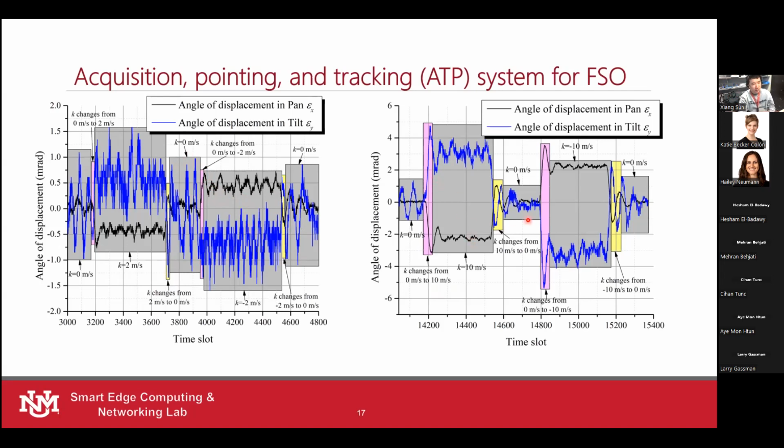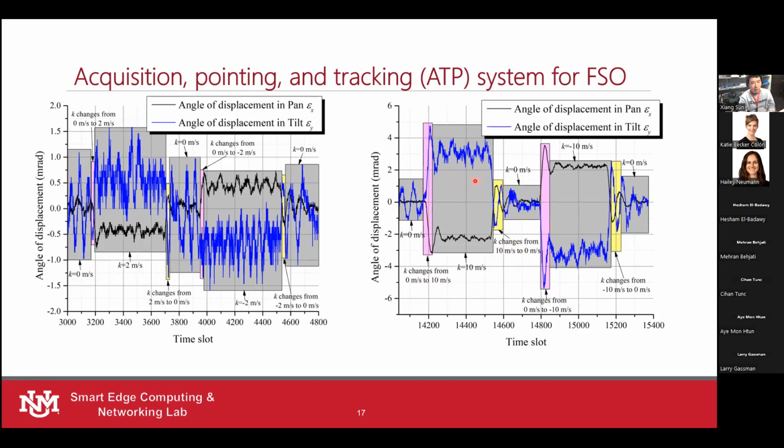The same thing happens when the velocity is 10 meters per second. So from here, we can find that the angle of the displacement oscillates gently when the velocity does not change. And the displacement may significantly change when the beacon is in the acceleration, constant and deceleration period. Also, the speed of the UAV affects the angle of the displacement. A higher speed leads to a higher angle of the displacement.